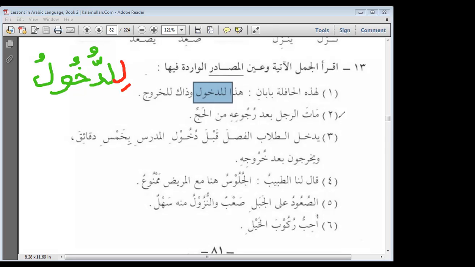So هذا للدخول. This is for entering, or this is for entry. وذاك, and that للخروج. In this case, the lam is pronounced. The lam of the alif lam is pronounced because the kha is not a sun letter. So therefore, we would say للخروج. Right?